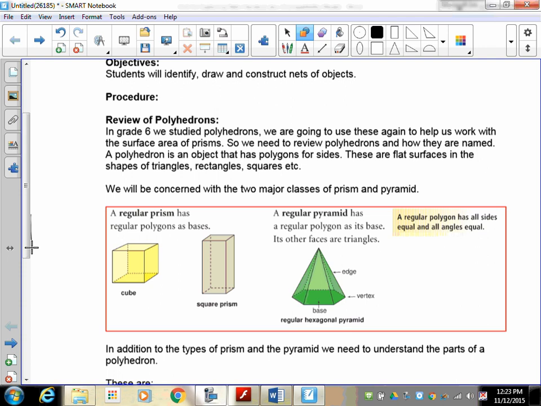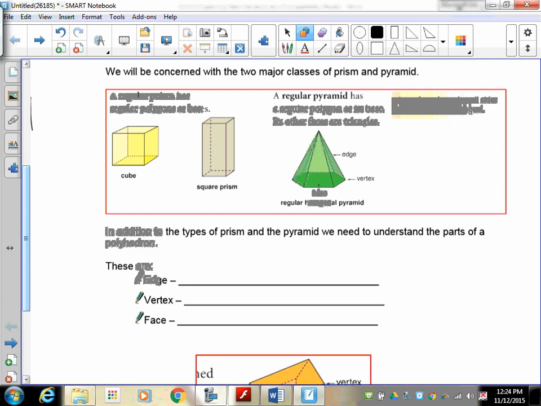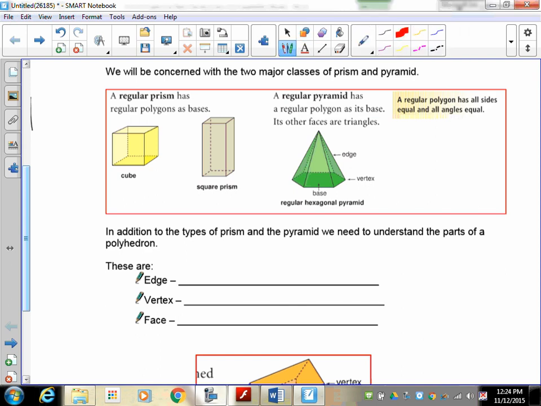We're going to be concerned with only two classes of polyhedrons at this point. We're going to be doing prisms and pyramids. If you take a look, we have a regular prism, which has all of the sides the same, and the most common one is the cube right here. That means every face that you see, all six of them, are exactly the same. Square prisms have a square at the top and at the bottom, and they're joined by rectangles, all four rectangles around each side.